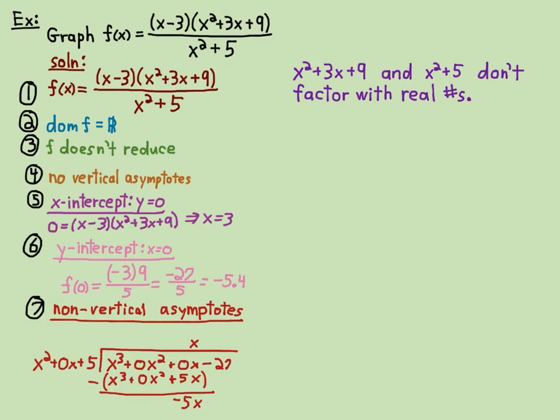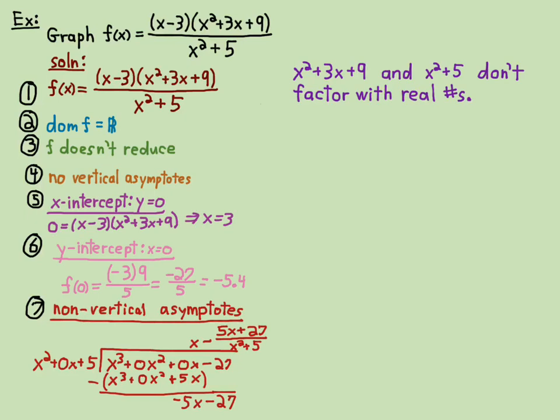And negative 5x is a smaller degree than x squared is. So I'm done. I just need to bring down the minus 27 for the rest of my remainder. So my remainder is negative 5x minus 27. And so we put that over the divisor, and I factored out the negative and put it in front. So I get x minus (5x plus 27) over (x squared plus 5).